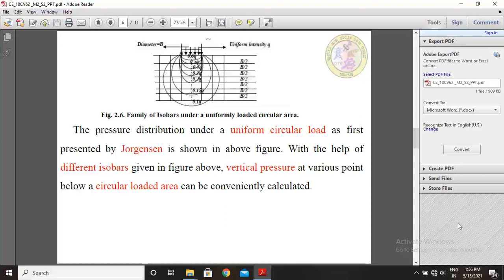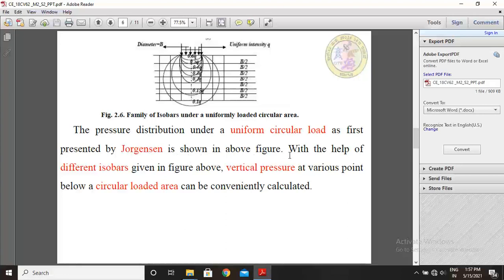Now these are the explanations for isobars under a uniformly loaded circular area, how pressures are distributed. See this diagram. This is the ground level and this is at a depth z. This is the footing of diameter b, and these are the uniform intensity q load. While increasing the depth, stress is distributed like that, that is 0 q, 0.5 q, 0.4 q, 0.3 q, 0.15, 0.1 q. Means if the depth is increased, stresses are decreased. From these diagrams, the pressure distribution under a uniform circular load as first presented by Jorgensen is shown in the above figures.